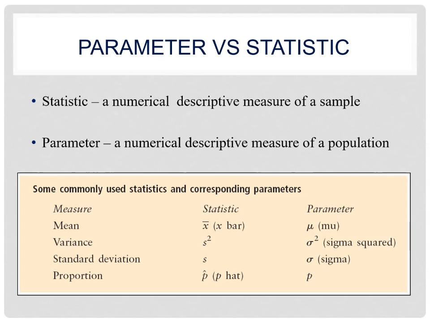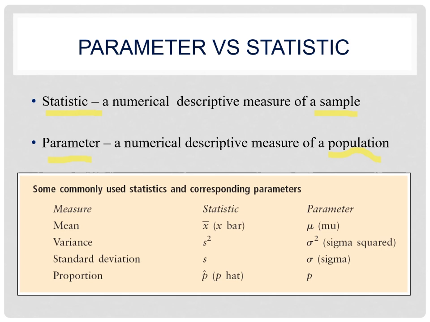Parameter versus statistic. So the first thing we need to know is that hypothesis testing is where we try to use our statistics, our values based on our samples, to make a judgment about a current parameter. Something that they currently believe to be true, something that's meant to be illustrated from a population.